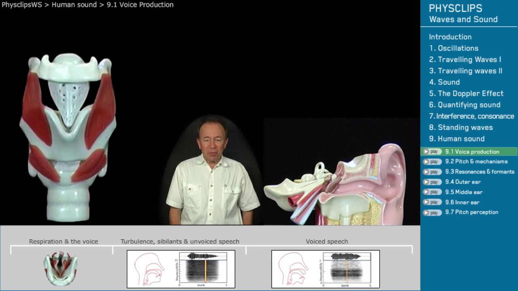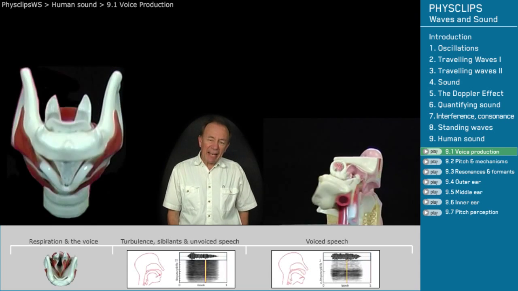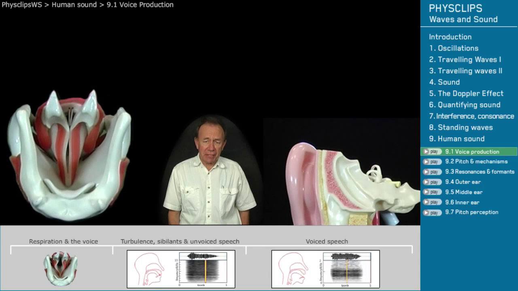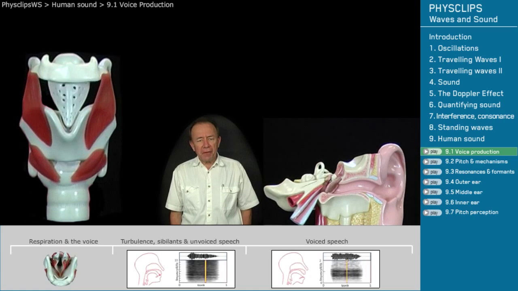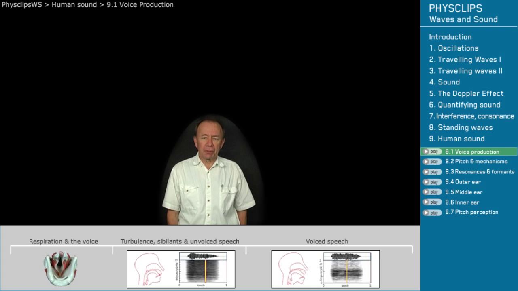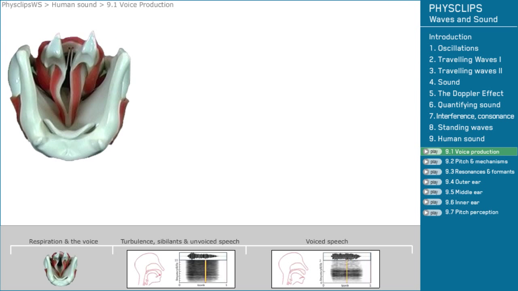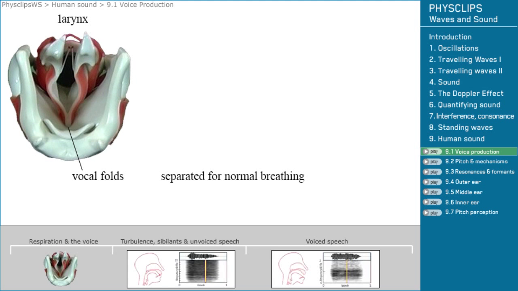Here we discuss the human voice and hearing. A complete description requires anatomy and physiology as well as physics. We'll stick to the physics, but recommend some other sources. First, to the voice. In normal breathing, we separate the vocal folds.